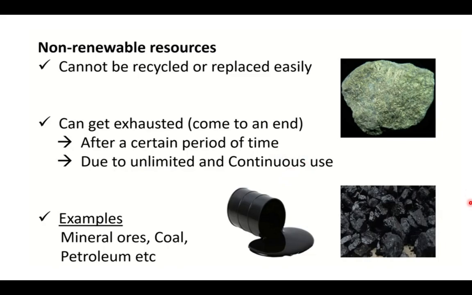So for example, coal is there. We are getting coal from the underground and once that coal is used up, we cannot get the coal back. Petroleum products we are utilizing, but it takes a long period of time for replenishing. That means it is non-renewable. After a certain period of time it gets exhausted due to unlimited and continuous usage. So these kinds of resources cannot be renewed. Example, mineral ores, coal, petroleum, etc. All these are non-renewable resources.